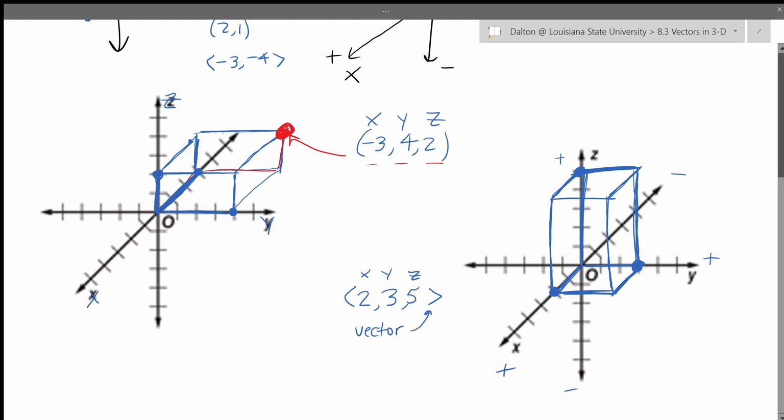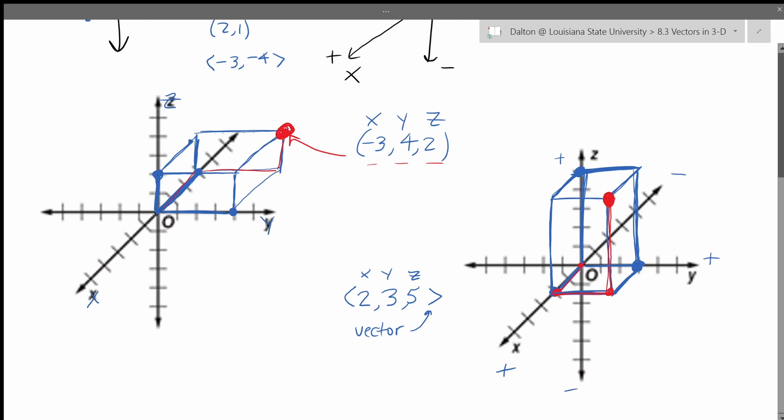Now let's graph the vector. If I start at the origin and go 2 on the x-axis, that's going to be starting here. It's going to be 2 out on the x-axis. Then 3 along the y-axis, so from here you'll move here along the y-axis. And then you go up on the z-axis 5 here. So then you end up at this point.